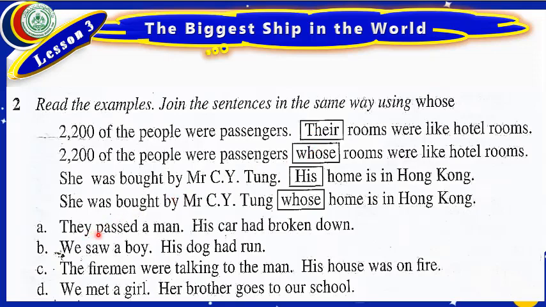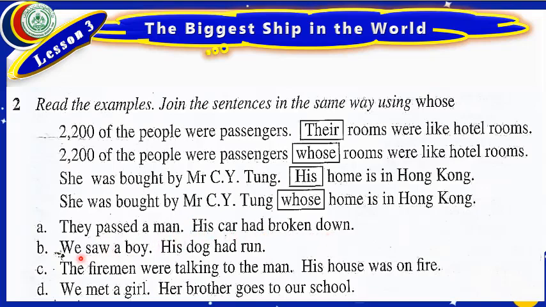Okay, here is written, they passed a man, his car had broken down. If we do the same thing with these two sentences, just like the example, then what will the answer become? The answer will become, they passed a man. Now we shall change this his by whose. They passed a man whose car had broken down.